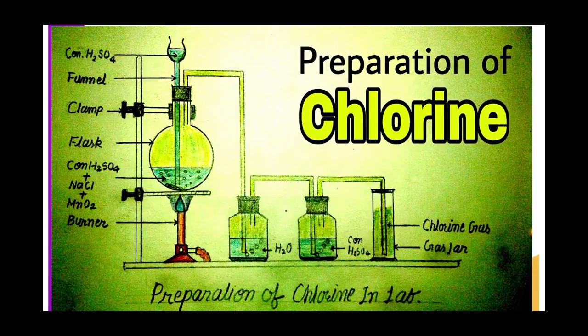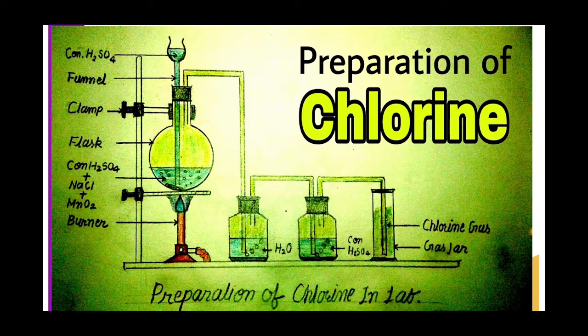First, what is chlorine? Chlorine is a nonmetallic element. It is a molecular substance made up of diatomic molecules. Chlorine has an electron arrangement of 2,8,7. It belongs to a chemical family known as halogens.